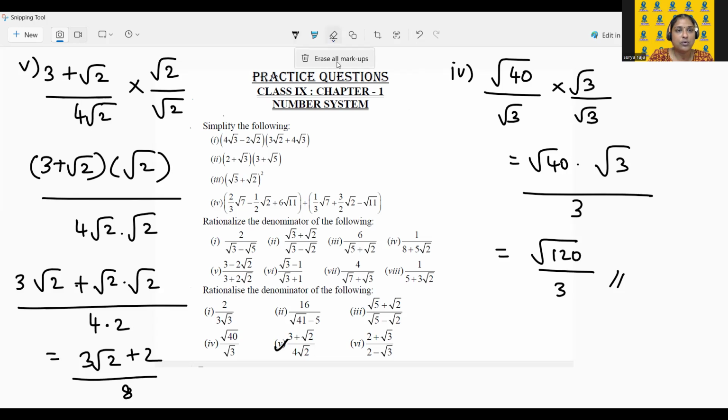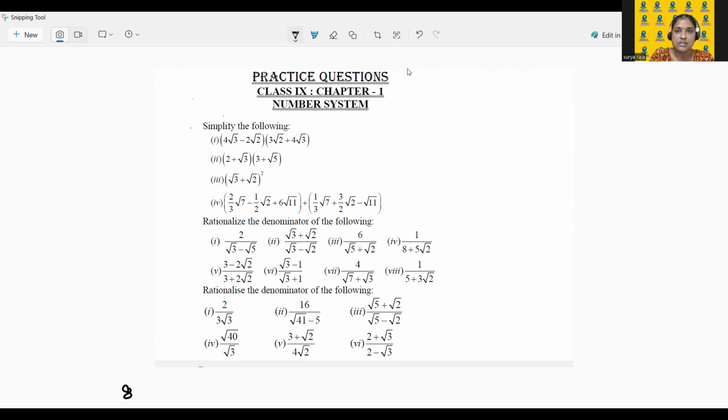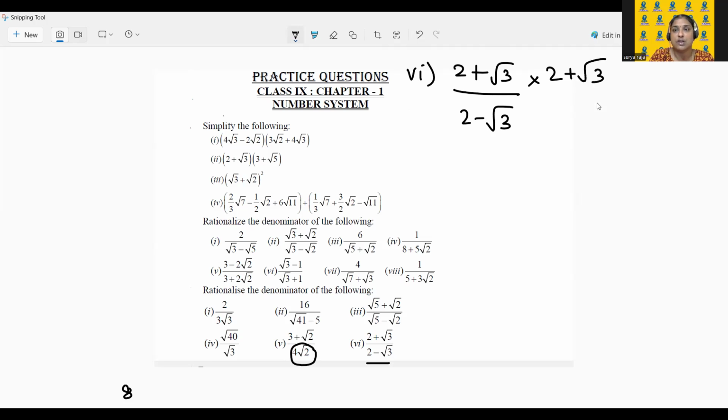Now I need to do number 6. This is the last sum. See, this is the variant. Here only we had 4 root 2. Here instead we have an operation inside. You should take 2 here and you should not take 4 here. That is the difference between both of the sums. Okay.